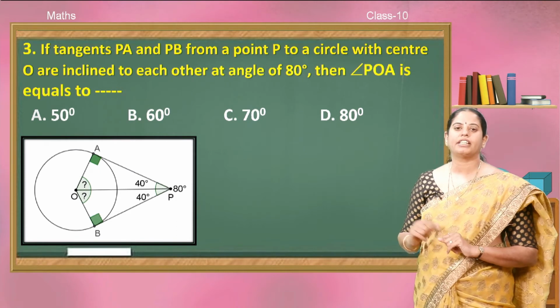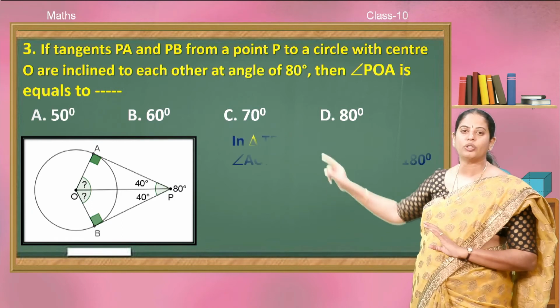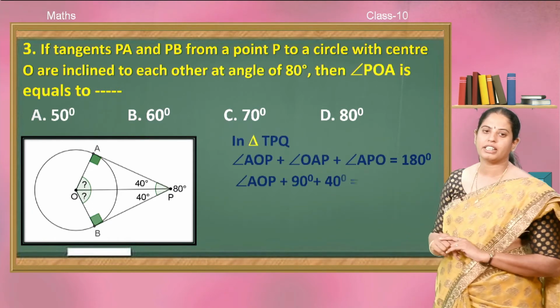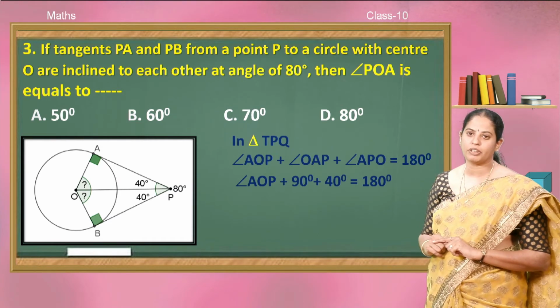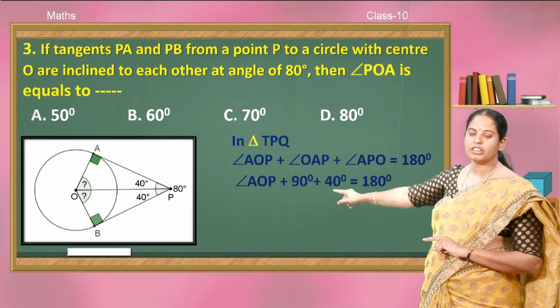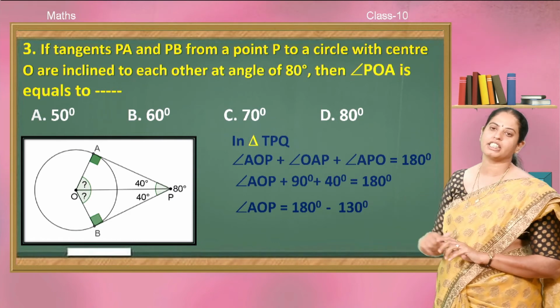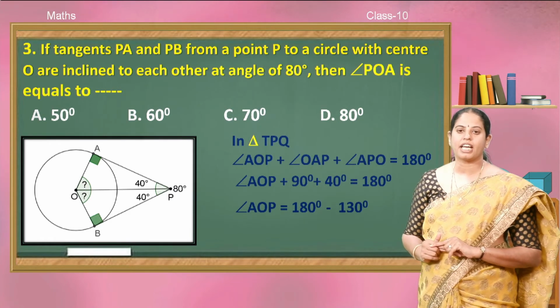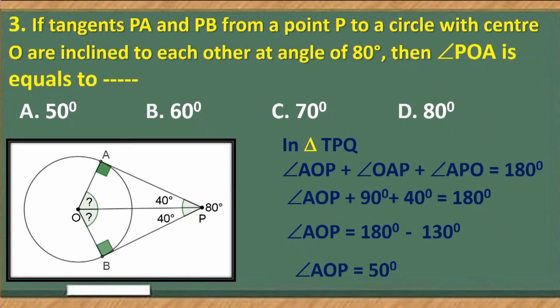So, in a triangle we know the sum of the three interior angles of a triangle is 180 degree. Two angles we know already, that is angle OAP is 90 degree and angle APO is 40 degree. Substitute that in this equation. 90 plus 40 is 130. When 130 is transferred to this side, it is 180 minus 130, that is angle AOP equals 50 degree. So, if they ask angle BOP, that is also 50 degree. Option A is the correct answer.